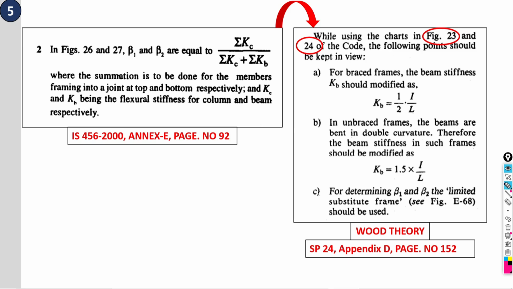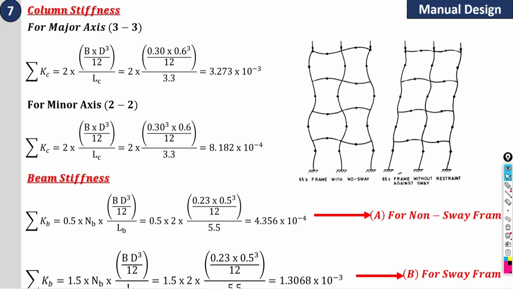Okay, done. Now this is the formula, so I am going to do the calculation for the stiffness. We need the summation of the stiffness of the columns. Stiffness formula is BD cube by 12 divided by the length of the column. What is the basic formula for calculating the stiffness? Stiffness is equal to EI by L.